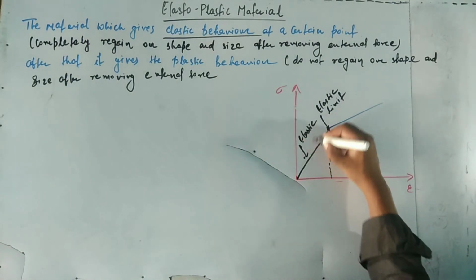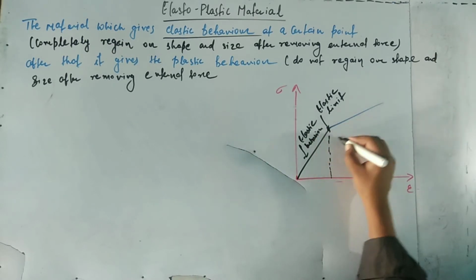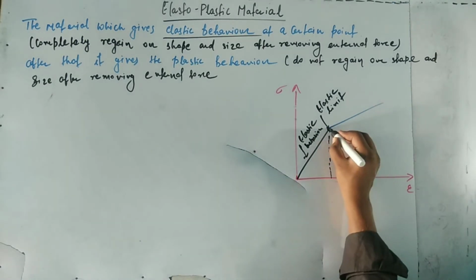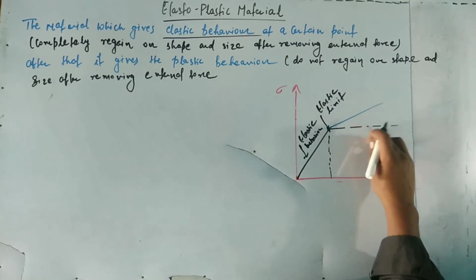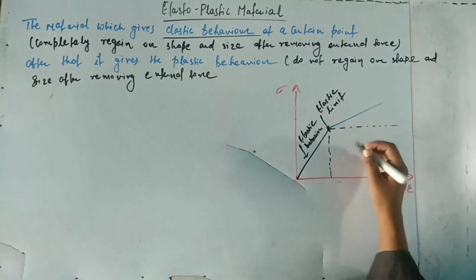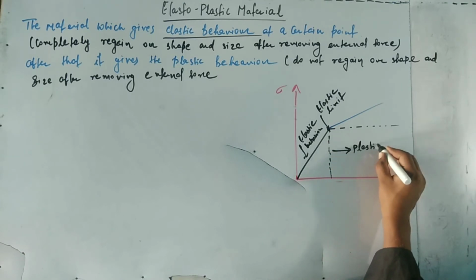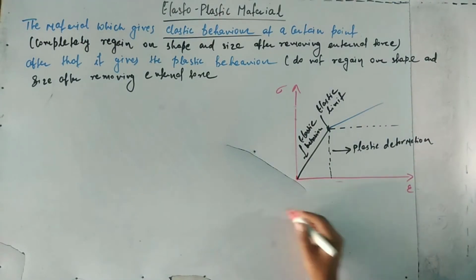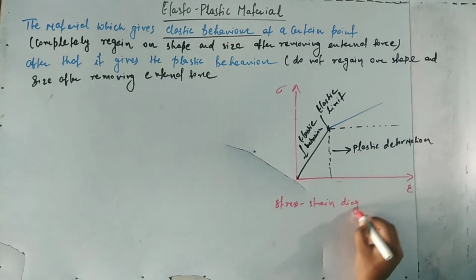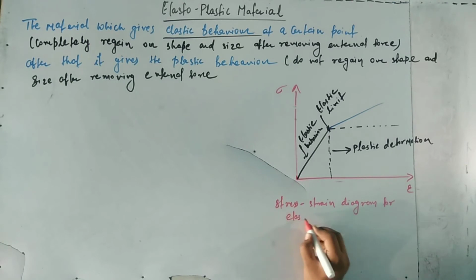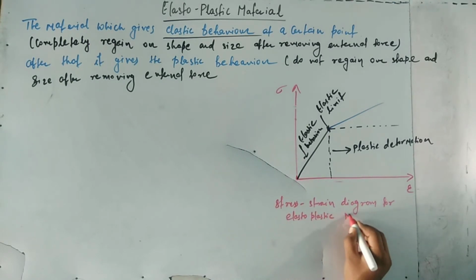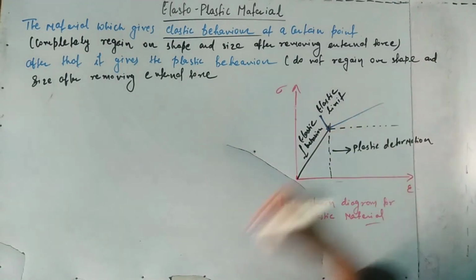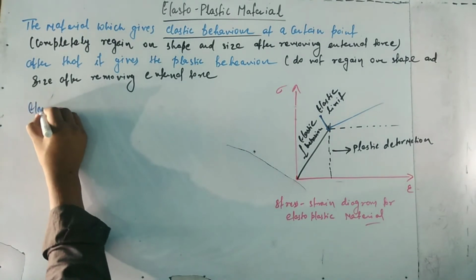This region is called elastic behavior. After the elastic point, the rest of the line shows the plastic behavior of the material, or plastic deformation. This one is the plastic deformation. So a stress strain diagram for elastoplastic material will be like this. First it gives elastic behavior, that is a straight line, and after the elastic limit, this point, the material shows the plastic behavior.